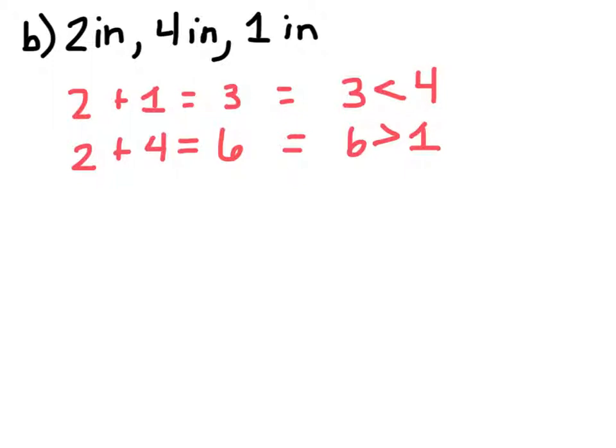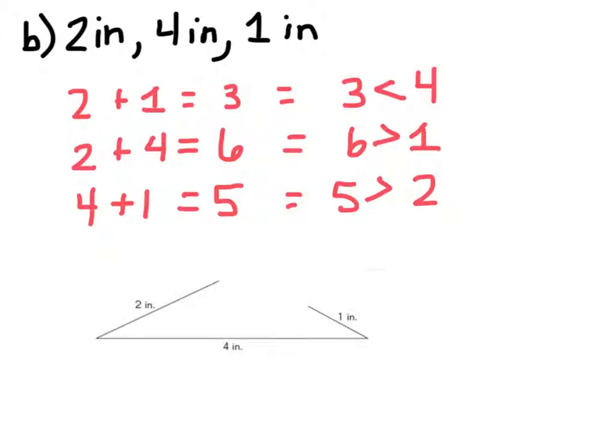Let's try the last. 4 plus 1 equals 5. And 5 is greater than 2, so that side passes as well. However, we cannot form a triangle. If we draw the 4-inch side first, we can see that we cannot make the other two sides meet. Look. The resulting figure would look like this.